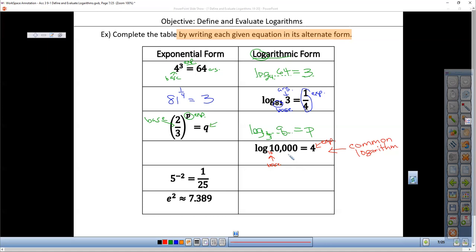So in an exponential form, the base is always to the exponent. So we have 10 to the 4th power equals the argument value, which is the power value of 10,000.